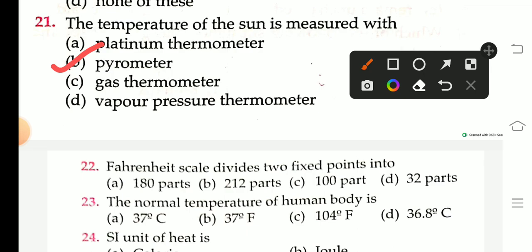Next, Fahrenheit scale divides two fixed points into. Right answer will be option A, 180 parts. Next, the normal temperature of human body is. Right answer option A, 37 degrees Celsius.